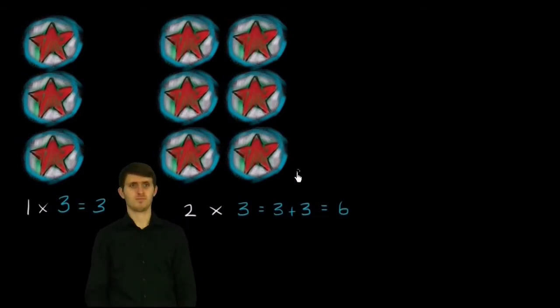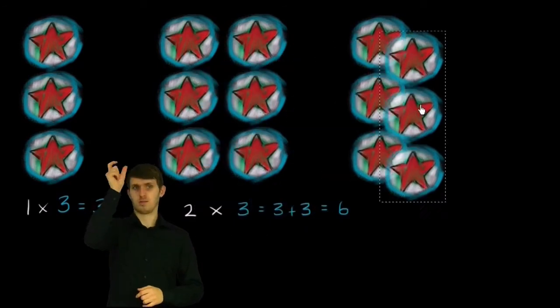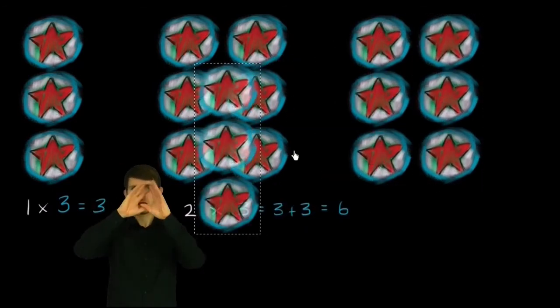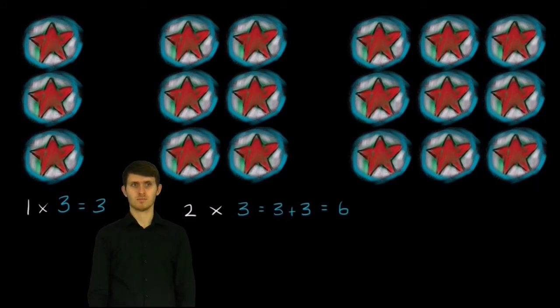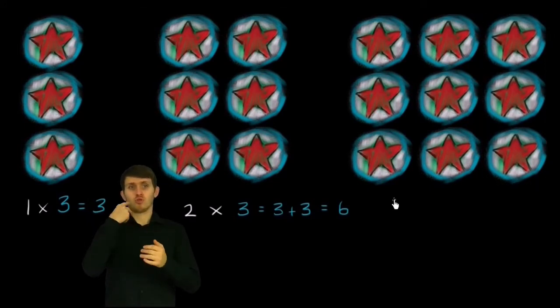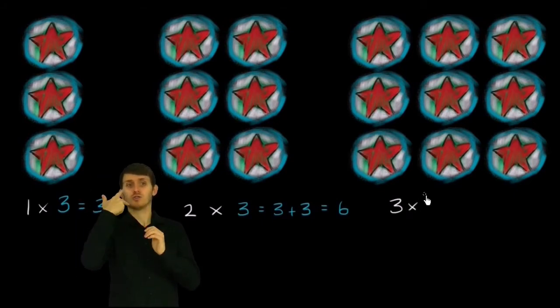Let's make it even more interesting. Let's have three groups of three. Now what is this going to be equal to? What's three groups of three? So I could write this as three groups, three times three.